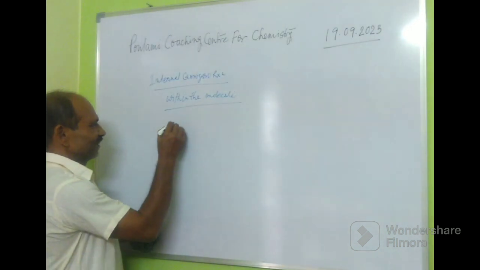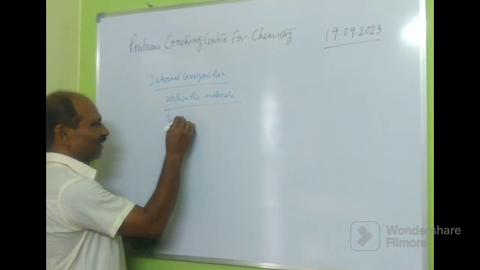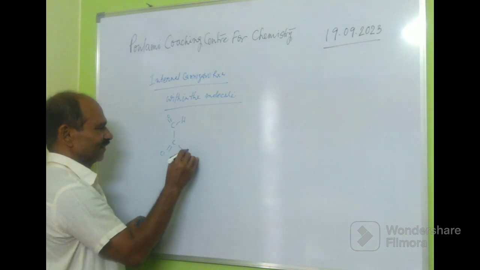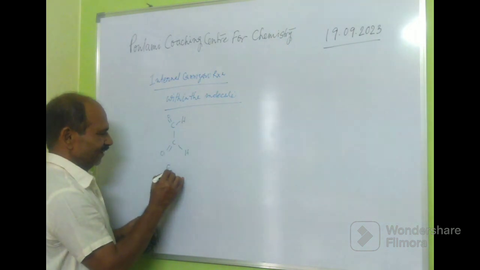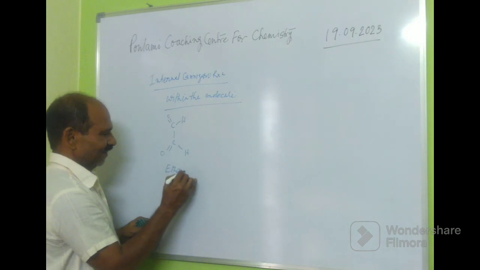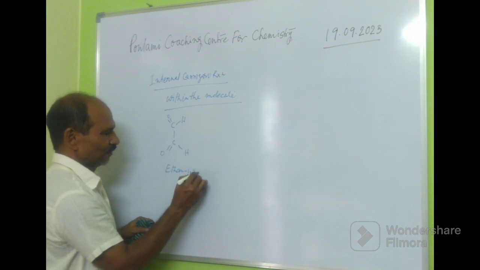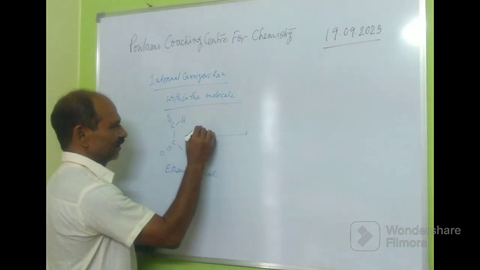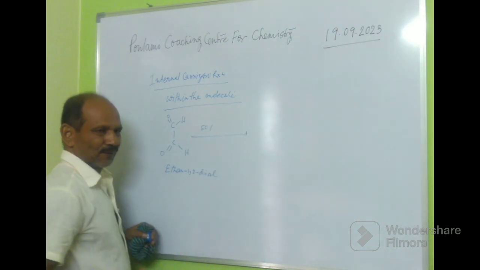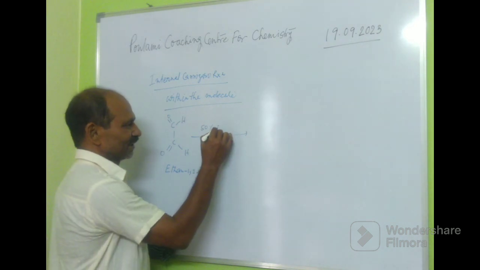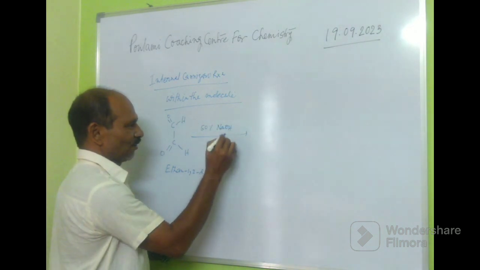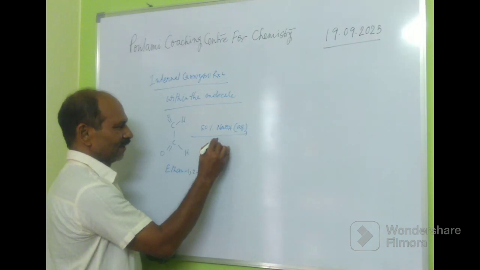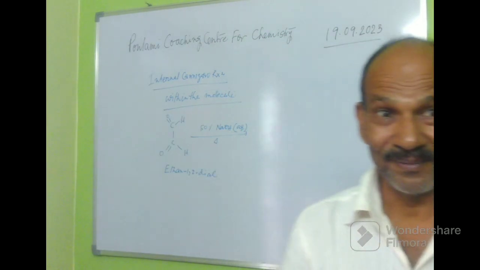First example is, look at the board now. This is ethane-1,2-dial. When it is treated with 50% NaOH, that means a strong alkali, obviously in aqueous medium, and what will happen now?